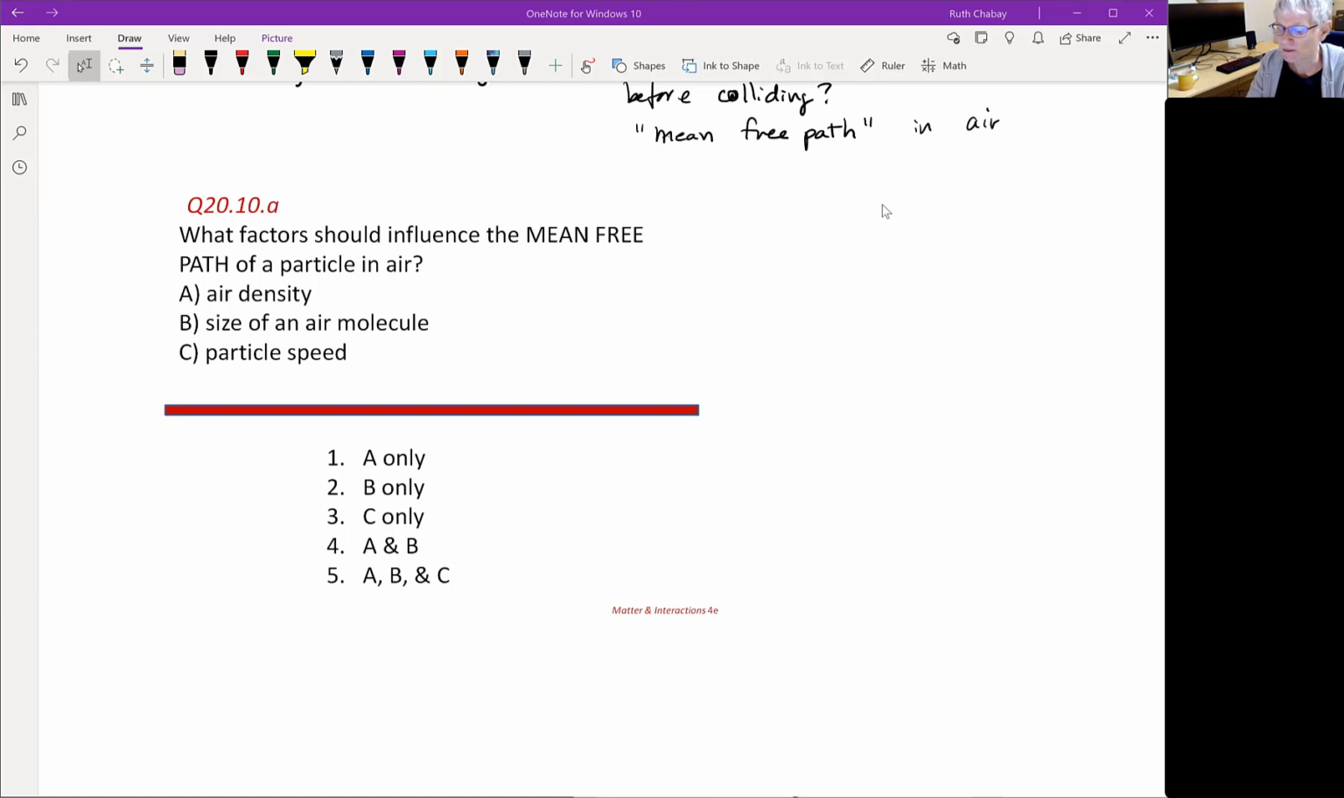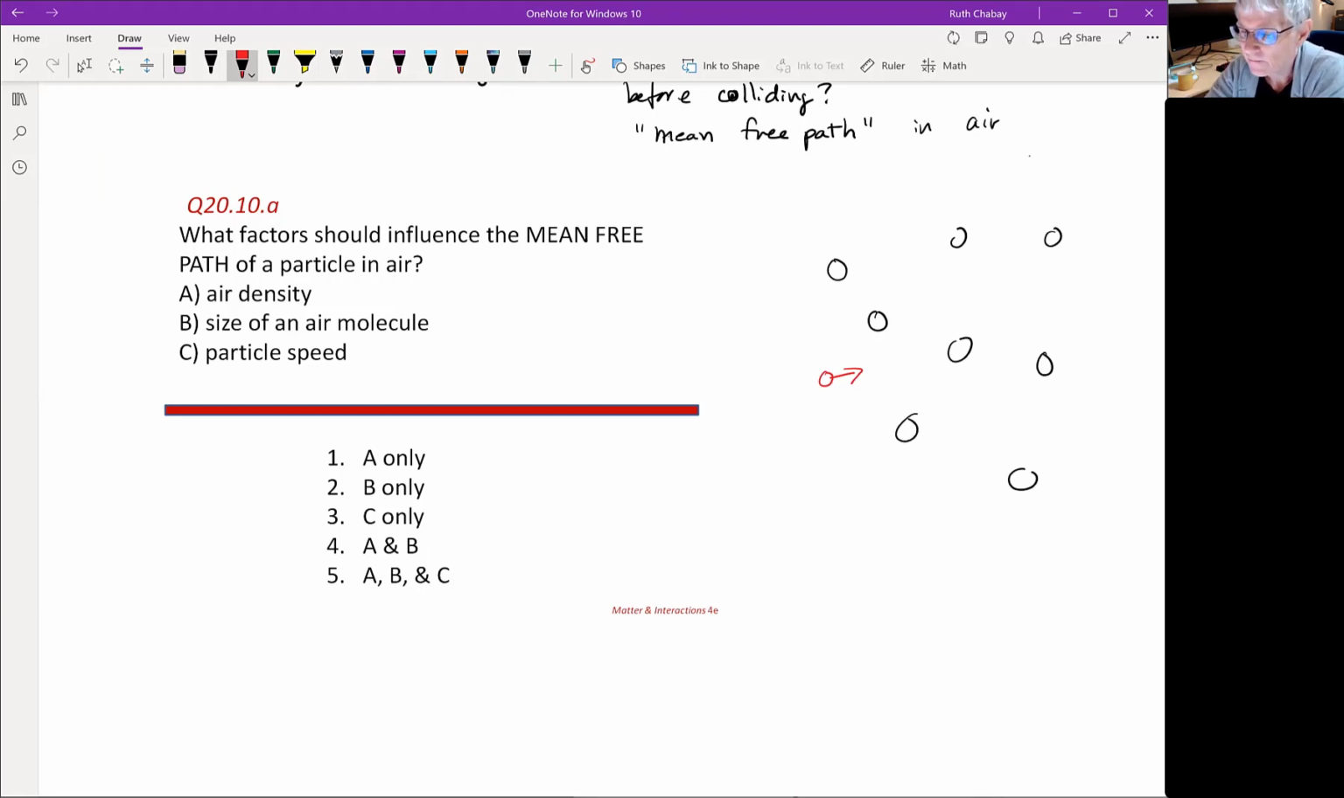So the most popular answer is 5, but 4 was, so about 55% said 5, and about a third said 4. So some people think all 3 things, and some people think just A and B. Now, let's just think about this for a minute. So here's our, in 2D, here's our crowded room, a room crowded with air molecules, and here's our particle that's trying to travel through here.